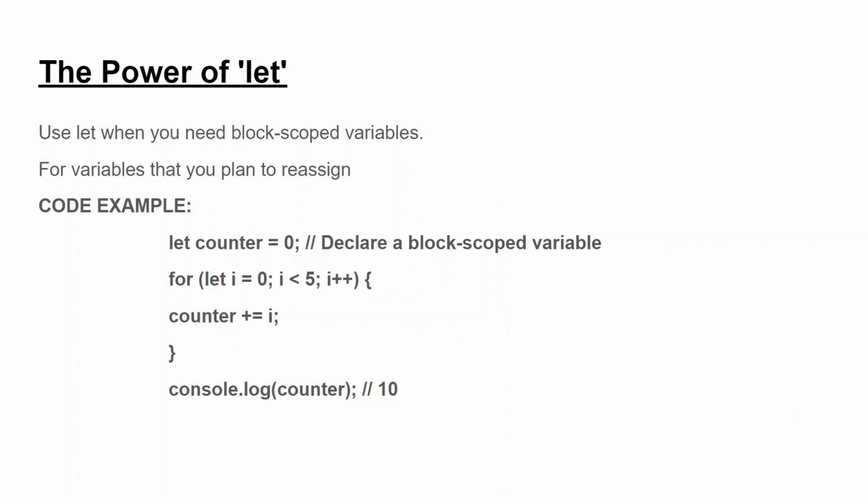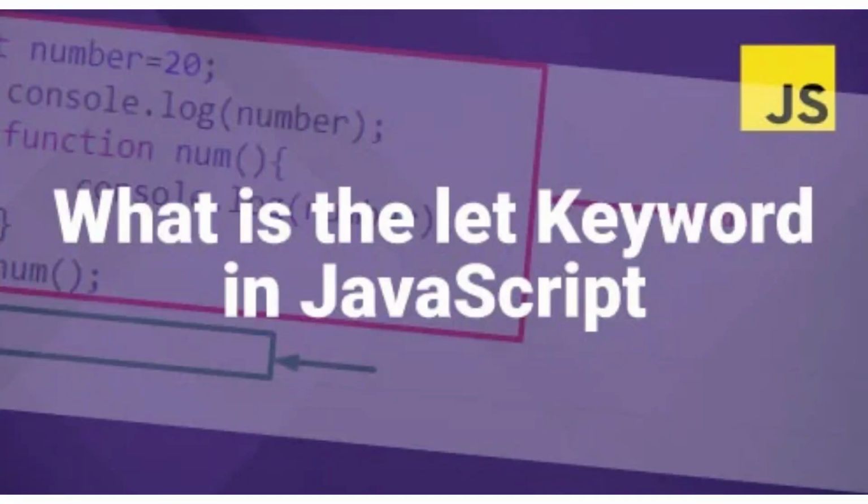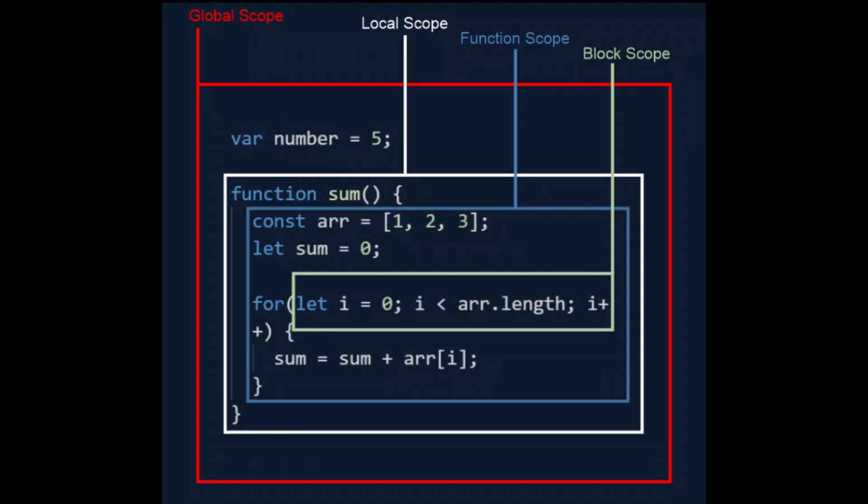Now let's talk about the power of let, which was introduced with ES6. Let brought much needed improvements in terms of scoping. You use let when you need block scoped variables for variables that you plan to reassign.